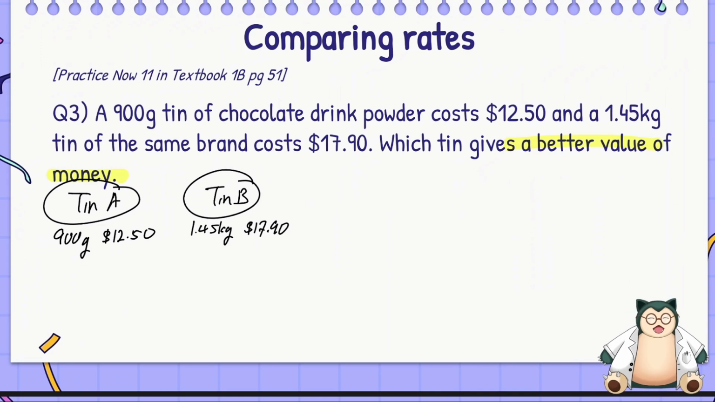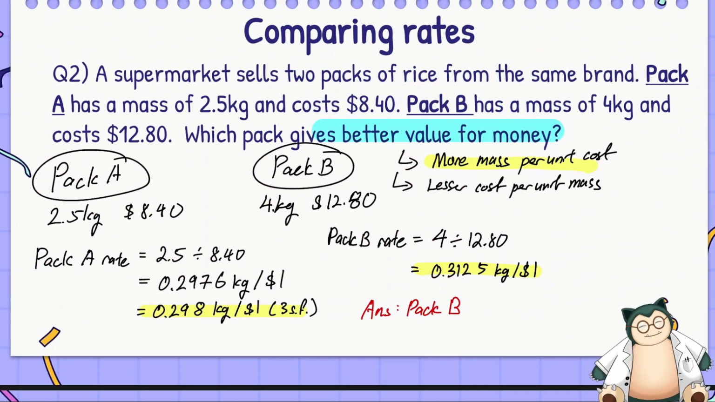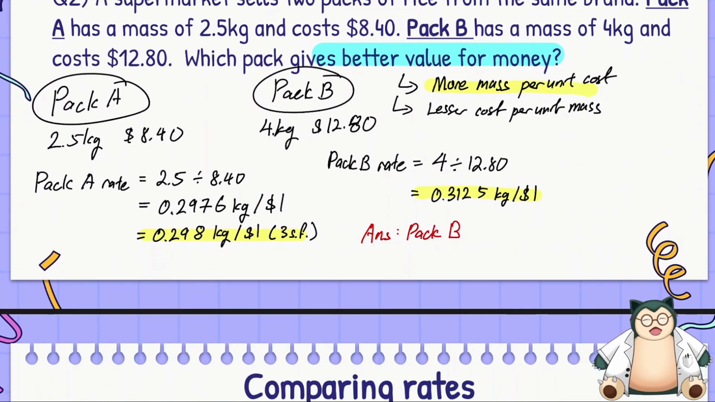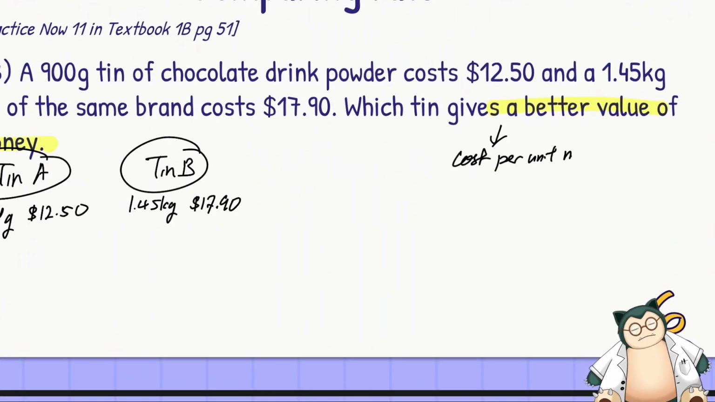In this case, let's try the other method. In the previous case we did mass per unit cost, let's try cost per unit mass.